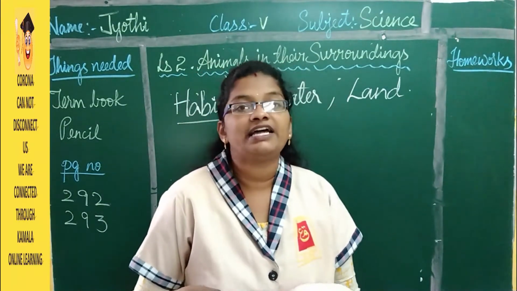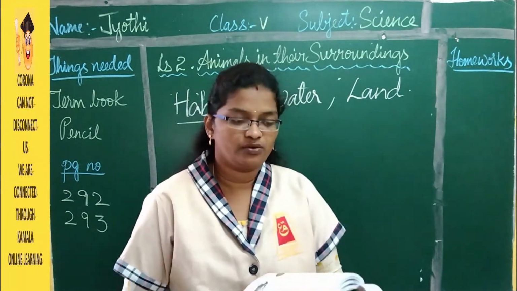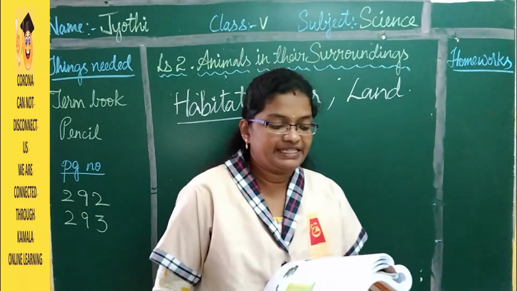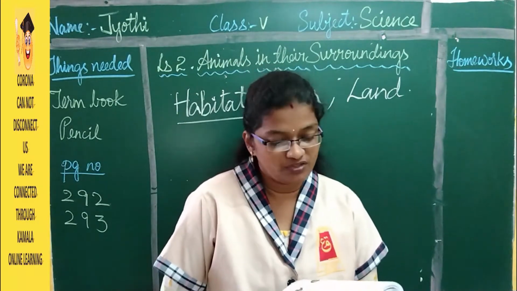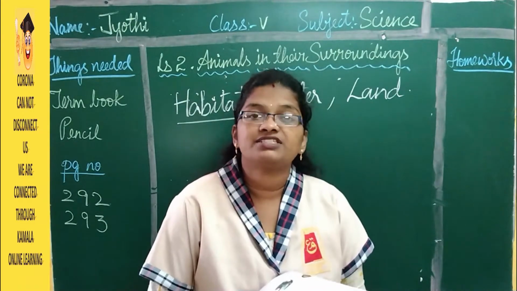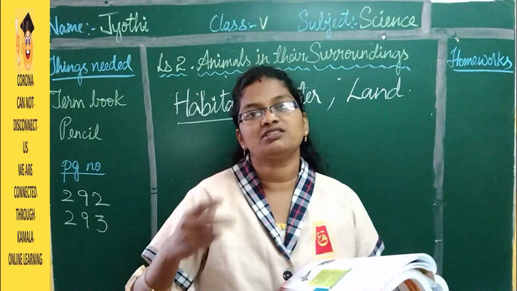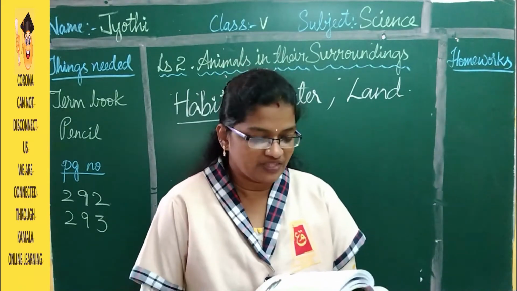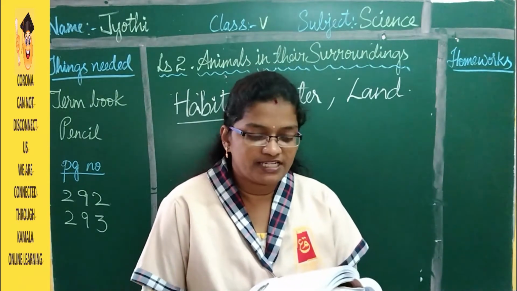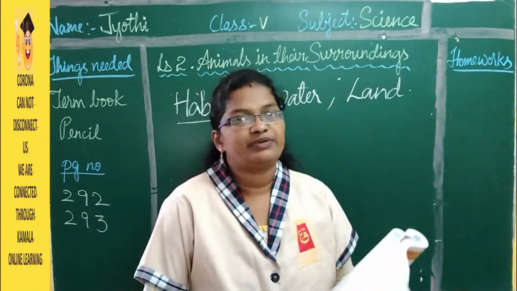Water: oceans and fresh waters, then sea, lake, ponds, all this come under water. Then land, what is going to come under land? Like forest, deserts, polar regions, mountains. Polar regions are nothing but places where there is so much snowfall. Right? So animals that live on land are called terrestrial animals.